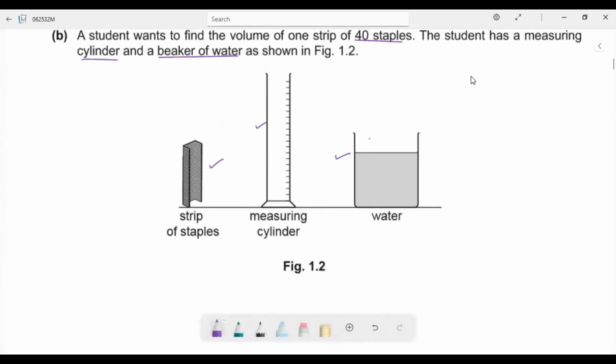So first we will pour this water into this measuring cylinder. After pouring the water, we'll take the reading. So the first reading will be taken, and then we will put the staples into it. Automatically the measuring cylinder reading will change. Next, we will note down this reading and we can take the difference of the first reading and second reading.